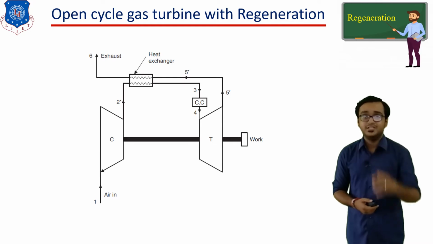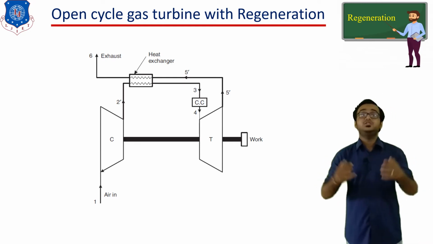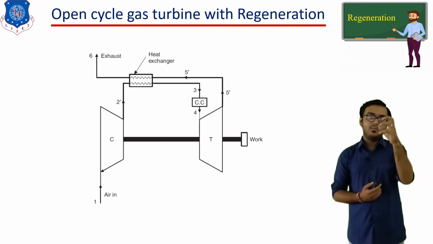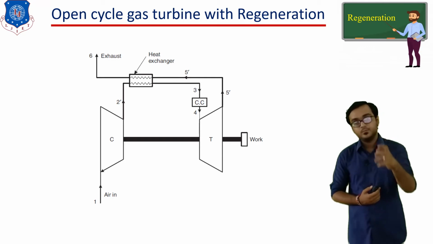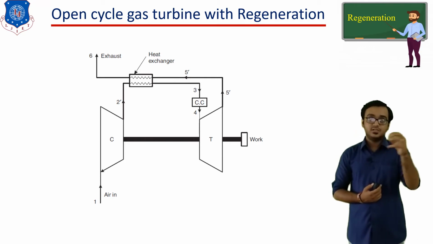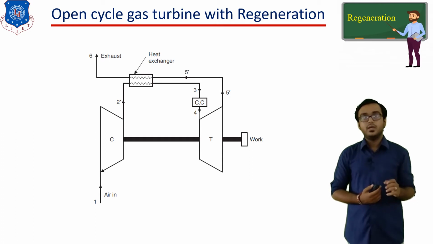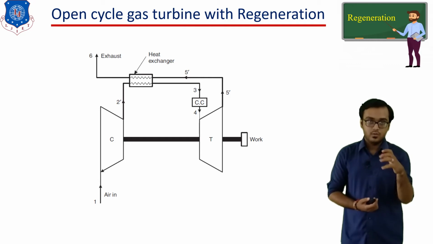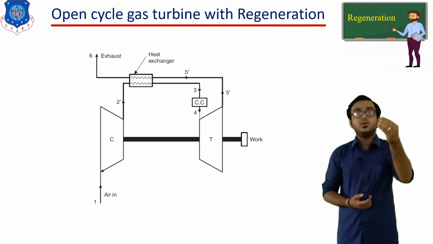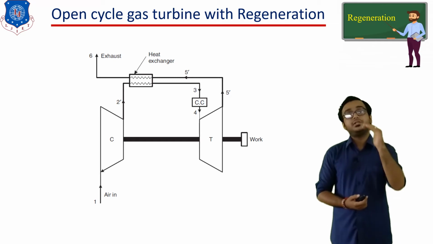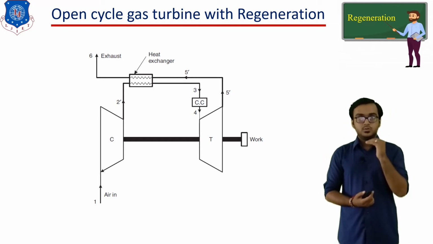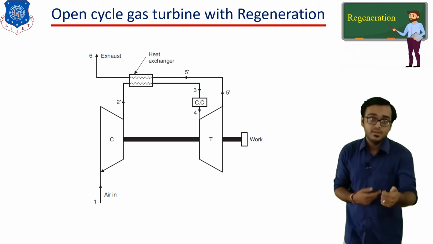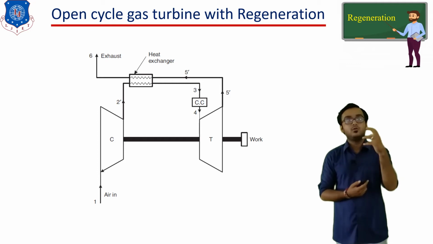Generally, the temperature at point 5 is in the range of 400 to 500 degrees centigrade, so an extremely high amount of heat content is there with the air. Now this air is supplied to the heat exchanger, as I told you. In the heat exchanger, this extremely high temperature gas comes into contact with the air coming from the compressor at point 2. So the stream flowing toward point 6 has a high temperature, while the stream coming from point 2 has a low temperature.